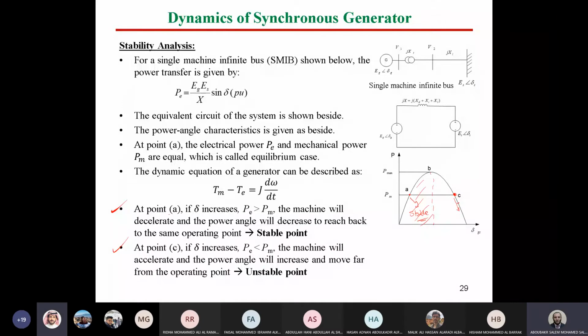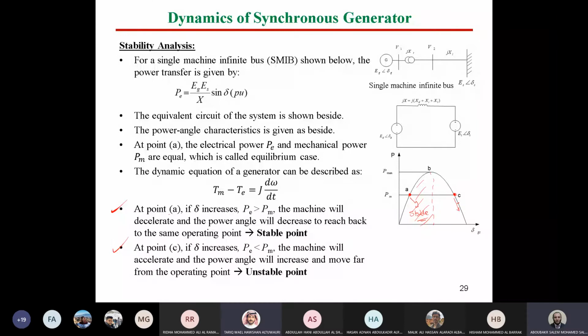Doctor, in the case if delta decreases, we will have a different situation. The same. It will be the same. Apply again here if the delta is going to decrease. We said here delta increase. Decrease the value of delta here. When you decrease the value of delta, this is going to make P electric less than P mechanical, which means the machine has to be accelerated and increase the value of delta. So it will increase again to reach point A.